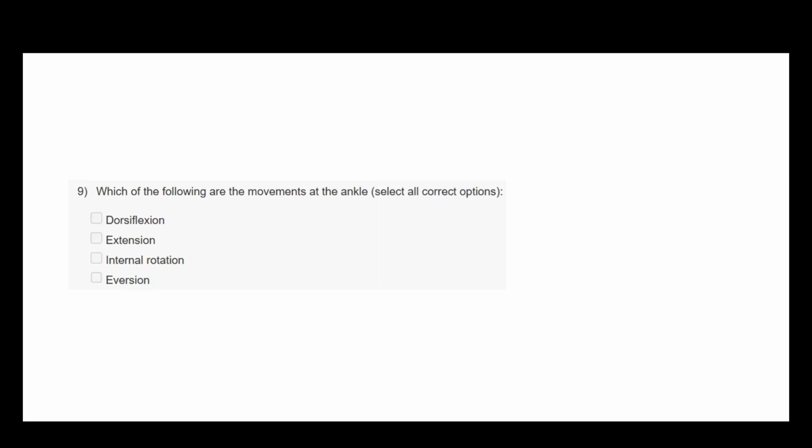Which of the following are the movements occurring at the ankle? Dorsiflexion, extension, internal rotation, eversion. And the answer is dorsiflexion and eversion. Extension and internal rotation do not occur at the ankle. Gastrocnemius muscle is responsible for the following events: plantar flexion, inversion, dorsiflexion, and knee flexion. Plantar flexion and knee flexion. It's a long muscle.